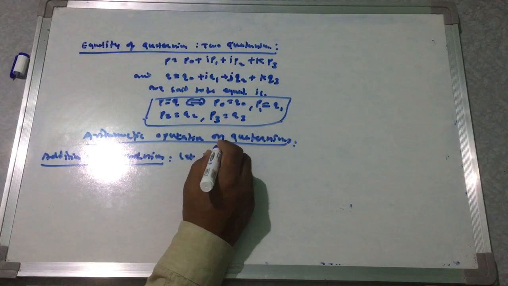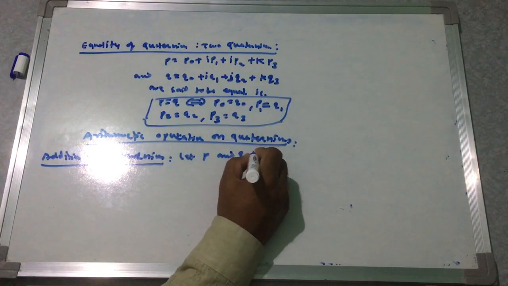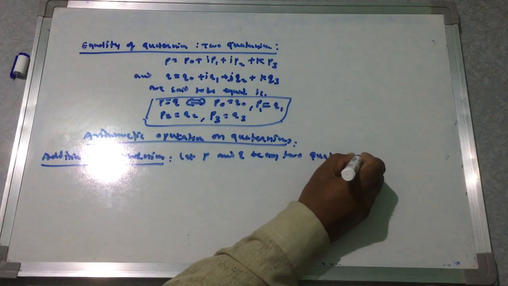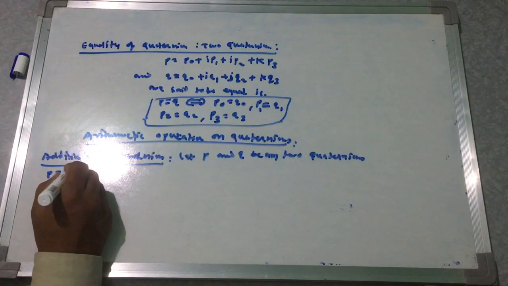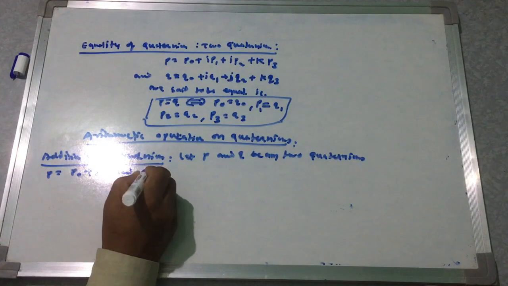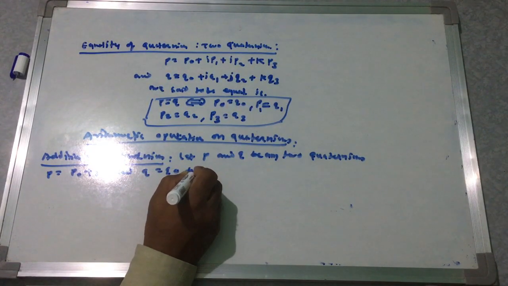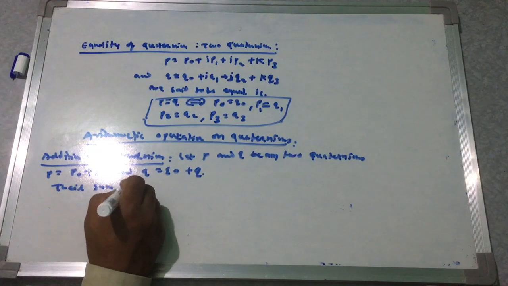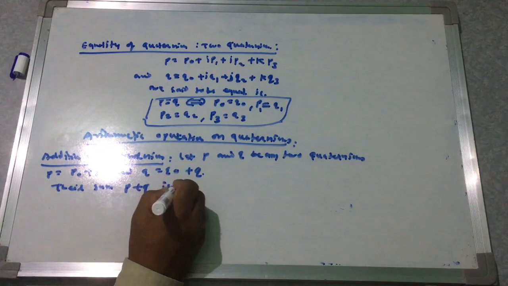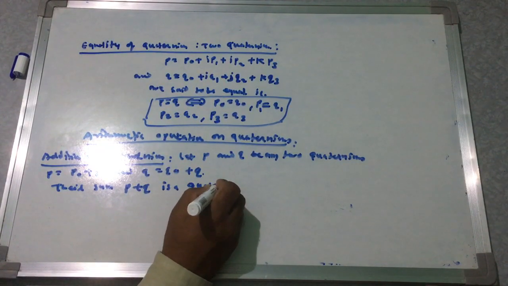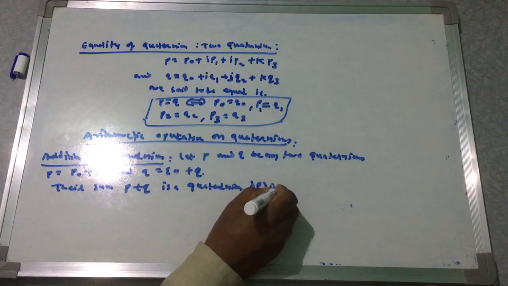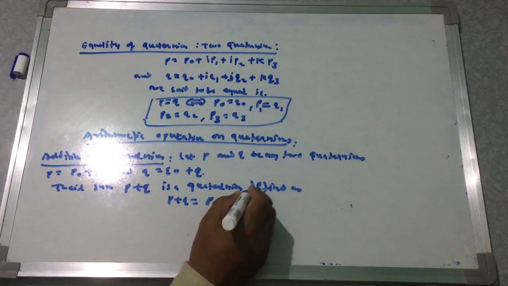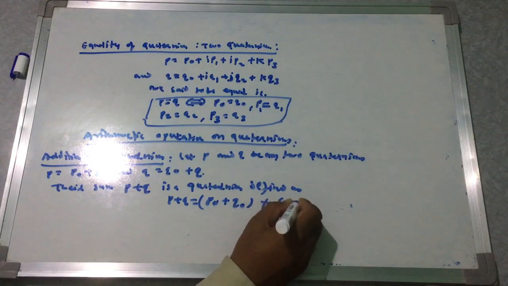Let P and Q be any two quaternions, P = P0 + P and Q = Q0 + Q. Their sum P + Q is a quaternion, defined as P + Q = (P0 + Q0) + (P + Q).